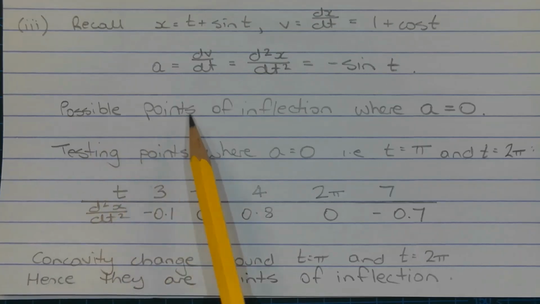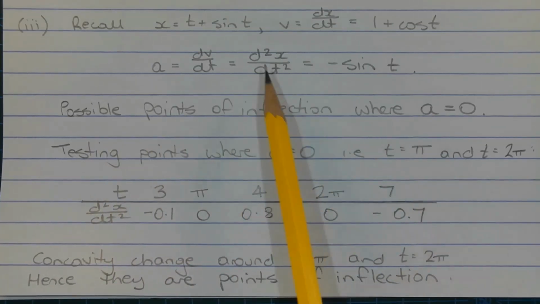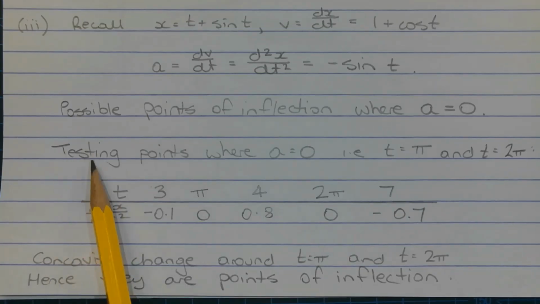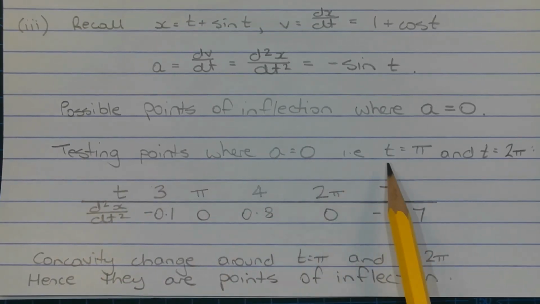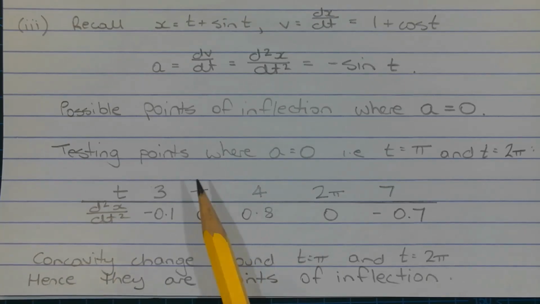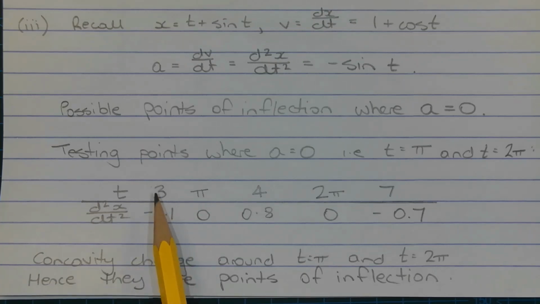Now, the possible points of inflection occur where a, or d squared x over dt squared, is equal to 0. So we're going to test the points where a is equal to 0. In other words, where t is equal to pi and t is equal to 2 pi, which we found in part 2. So I'm going to use a table of second derivatives and test for a change of concavity around t equals pi and t equals 2 pi. And the values that I've chosen are t equals 3, t equals 4, and t equals 7, around t equals pi and t equals 2 pi.